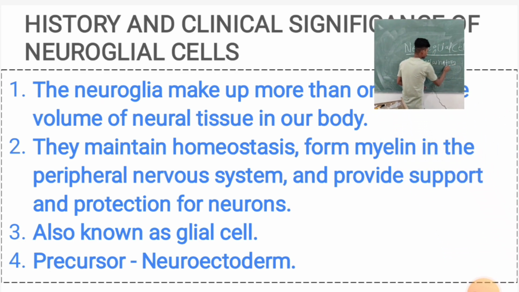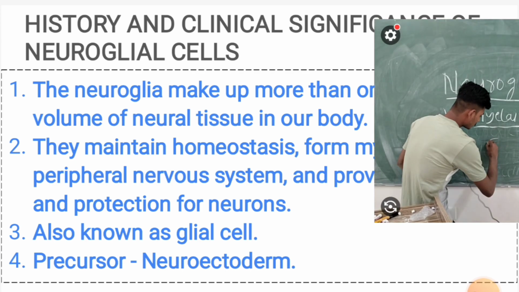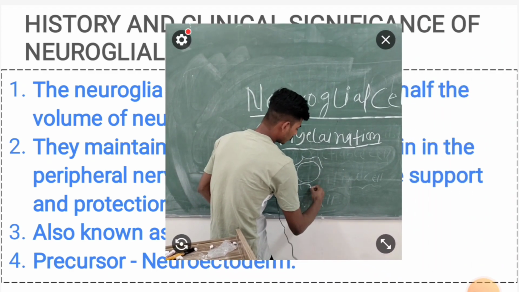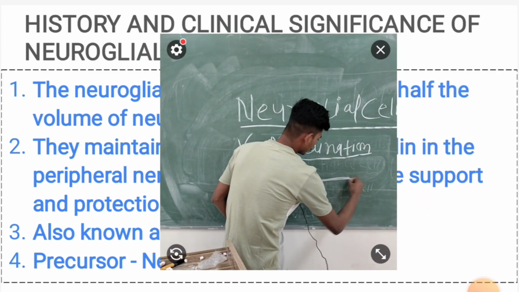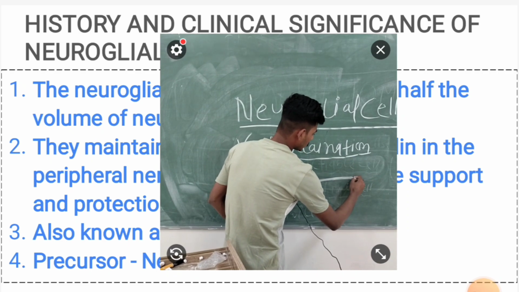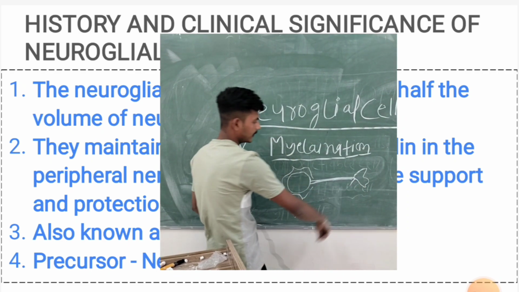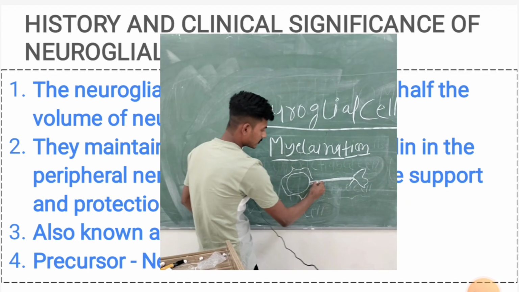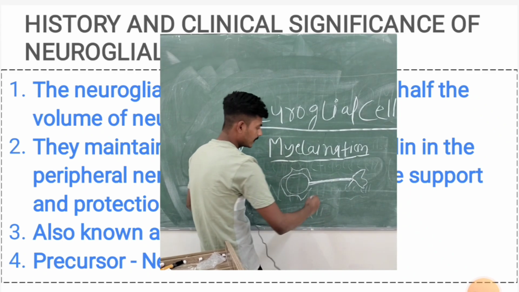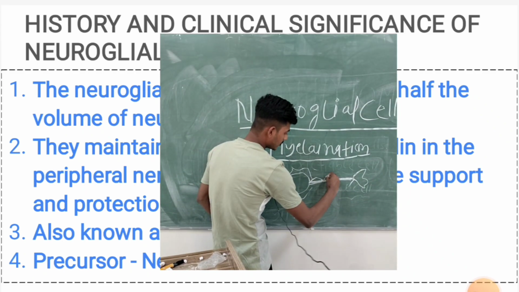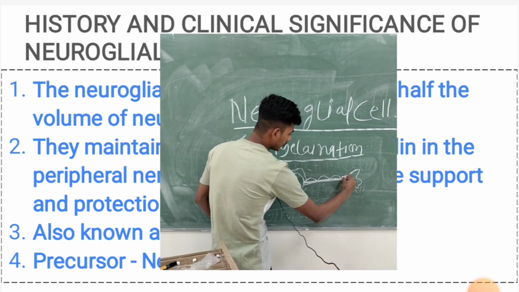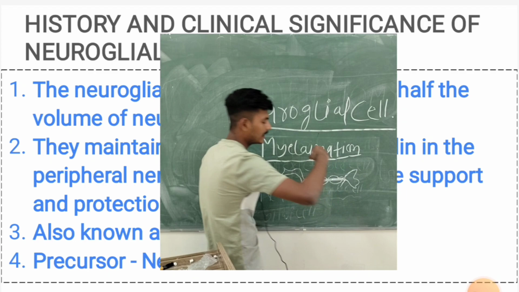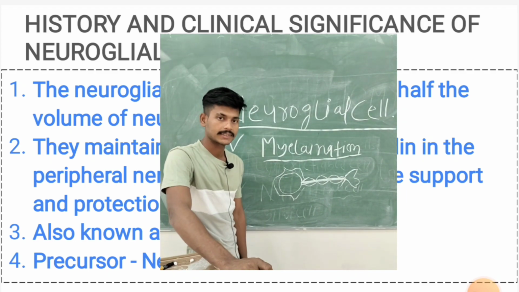Myelination. See, there is one typical neuron, and these are the axons of the neuron, and they have one terminal end. These axons, the long fiber-like extensions of the neurons, are covered by one lipoprotein layer, and this layer is called the myelin sheath.